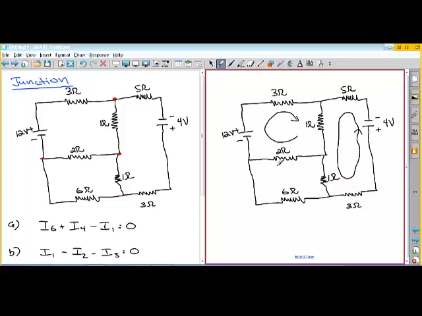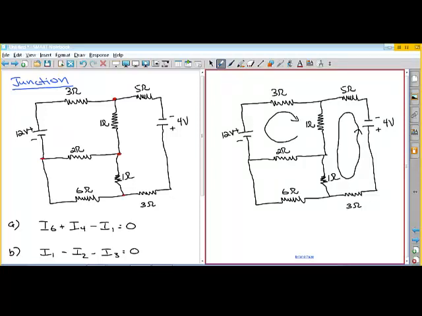And I'm hesitating. It seems like I need one more loop, but I don't think I do. You do definitely want to include the batteries. But notice I don't have the 6 ohms in there, which is bothering me here. So let me make sure I haven't forgotten something. Are there any other currents that I need to remember? 1, 2, 3, 4, 5, 6. Okay, so 6 currents.